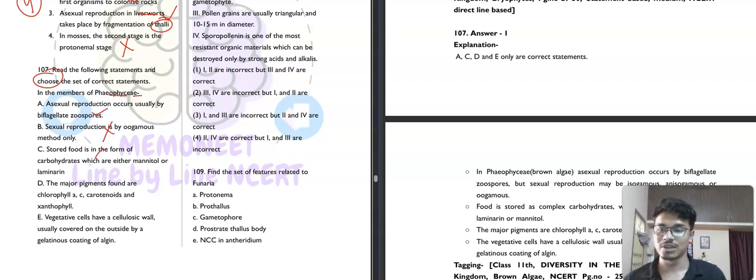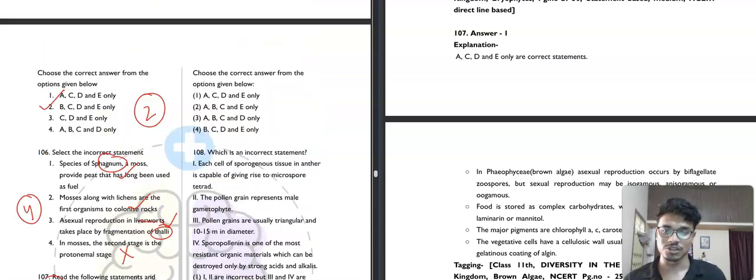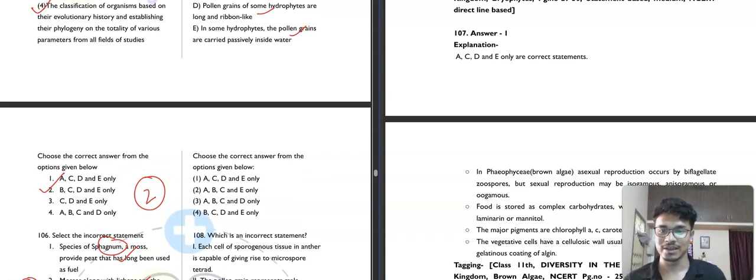Then stored food in the form of carbohydrate, which are either mannitol or laminarin. It is also correct. Then the major pigments found in Phaeophyceae are chlorophyll a, c, carotenoids and xanthophyll. It is also correct. Then vegetative cells have a cellulosic wall usually covered on the outside by a gelatinous coating of algin. This is also correct for brown algae. So A, C, D, E are basically the correct statements for this question. So what will be your correct answer? A, C, D. First option will be your correct answer.